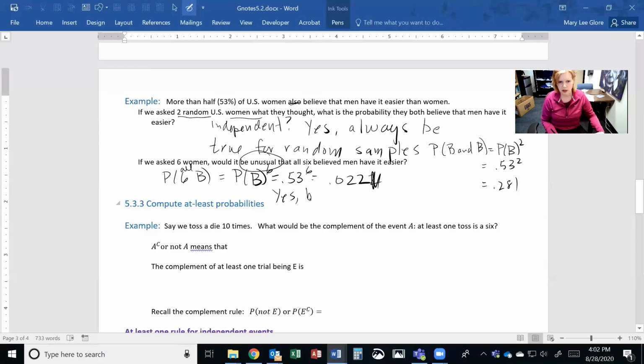And why is that? Because 0.022 is less than what? You guys know? Think about it. In statistics, we call an unusual probability one that is less than 0.05. So if it's less than 0.05, it's unusual. And if it's bigger, we say it's not unusual.